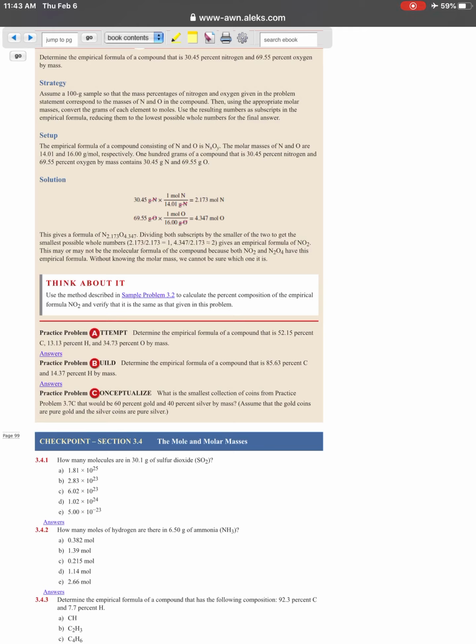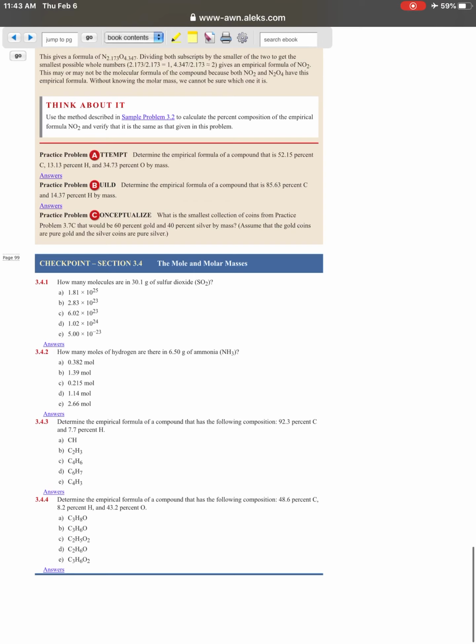That ratio 1 to 2 came from these moles. So the procedure is: take your percentages, assume they're grams, divide each element by the molar mass from the periodic table. That gives you the moles of each. And then divide those moles by the smallest, and that'll give you the ratio. Then you've got your empirical formula. The answer would be NO2 because it asked us for the empirical formula. The answer would not be 1, 2, or 1, comma 2. It would be NO2. Okay, so try the practice problems on those.